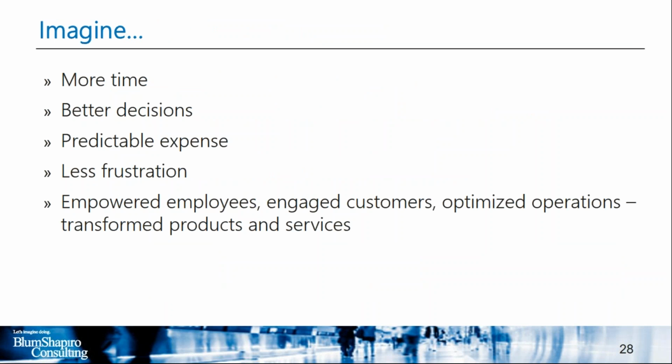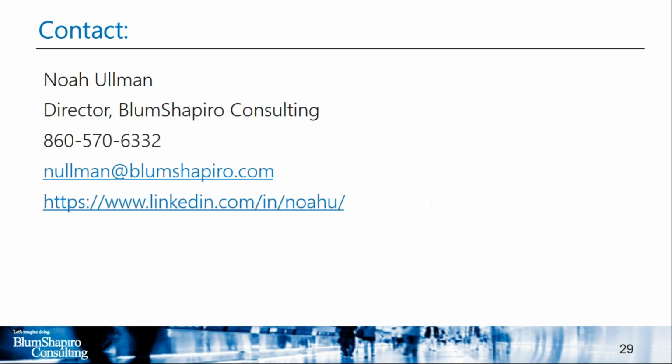So what you get, though, along this process is you get more time, better decisions, predictable expenses, less frustrated employees that are adding positive energy back into the culture. That are empowered, they're engaged with customers. Your operations are optimized, right, through automated workflows and the proper decision making at the right levels. And ultimately, you've transformed your product, services, and your entire organization through the proper implementation and use of technology.